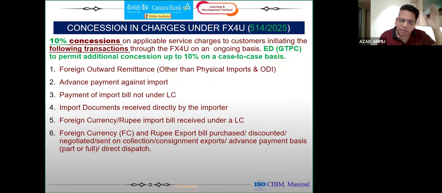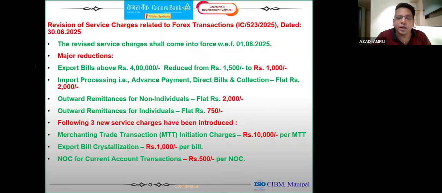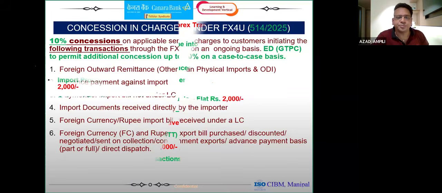But if somebody asks, earlier you used to give 20%, now you give less, who can permit this? ED or GTPC can permit additional concession up to 10% on a case-to-case basis. For these 6 transactions, if they are doing through FX for you, they can give this discount in commission. Okay, and this is about discount.